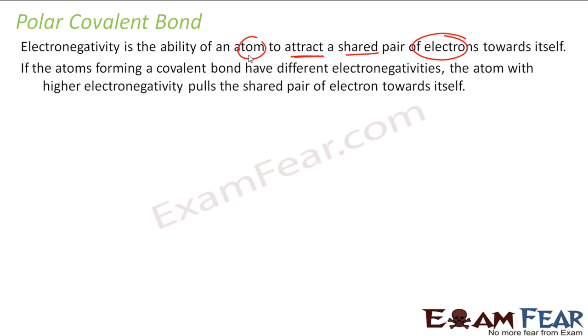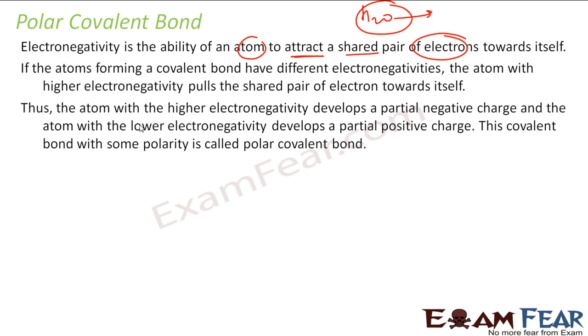So if atoms forming a covalent bond have different electronegativity, for example in the case of H2O, oxygen has more electronegativity than hydrogen, then the atom with the higher electronegativity, that is oxygen in this case, pulls the shared electron towards it. Thus the atom with the higher electronegativity, in this case oxygen, develops a partial negative charge, and the one with the lower electronegativity, hydrogen, develops a partial positive charge. And this kind of bond is called a polar covalent bond.